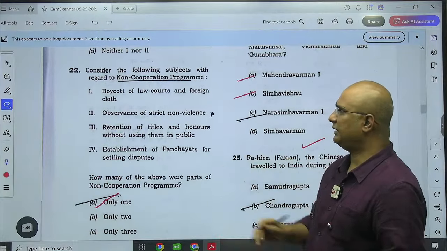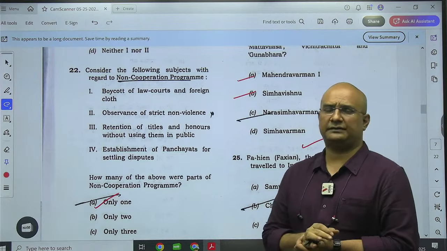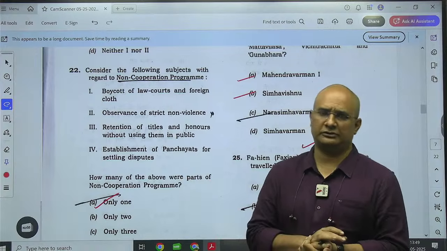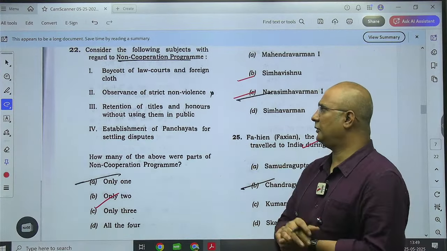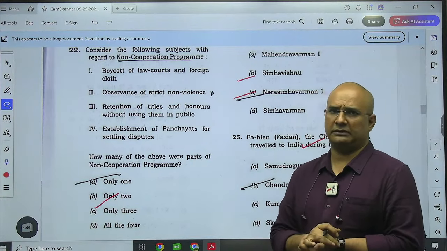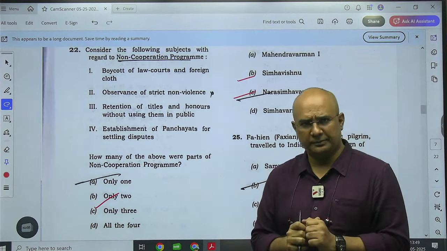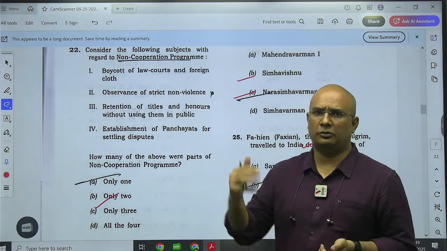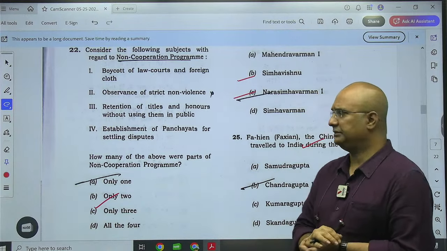Second question is again from modern India with respect to the non-cooperation program. Here they have given you 4 statements and are asking which of these 4 were a part of the non-cooperation program that was launched by Gandhi. Let us see those statements one by one. Boycott of law courts and foreign cloth. Now that's again a very straightforward answer, because the very meaning of the word non-cooperation is that Indians will not cooperate with the British. So naturally we will not go to the government law courts and we will not buy foreign clothes. So that makes statement 1 correct.